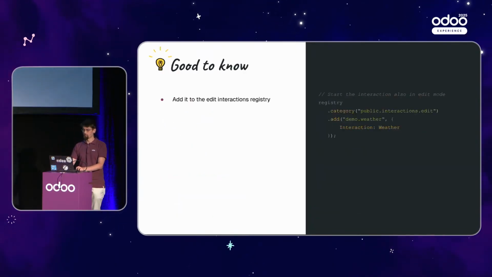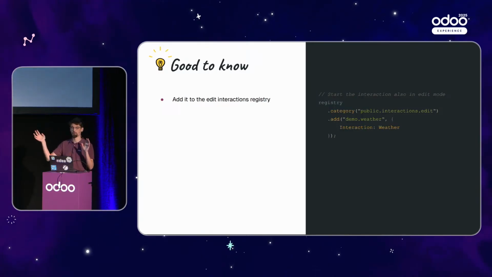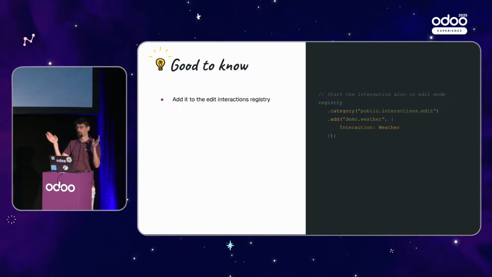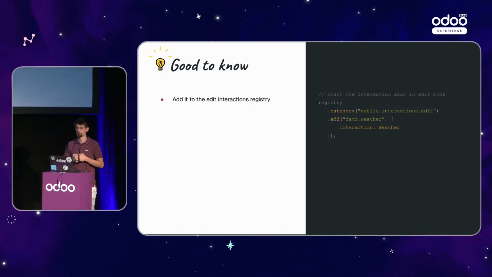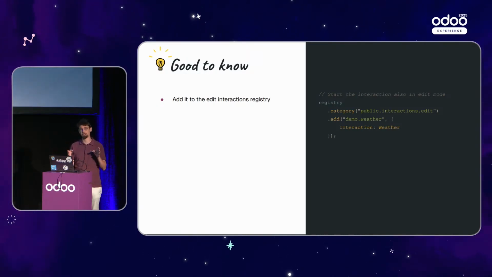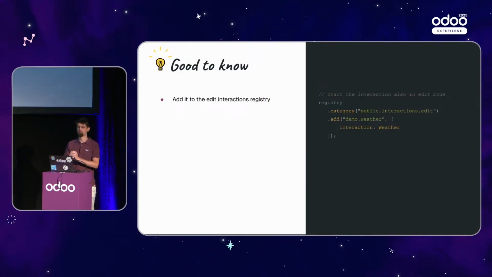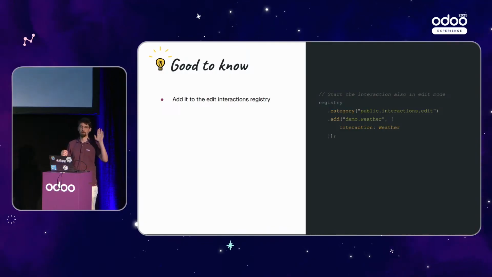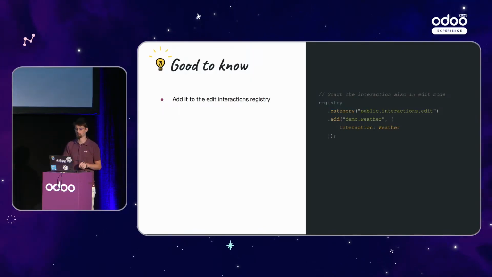Now, something that's good to know: if you only add it in the public interaction registry, it won't work in the edit mode of the website. If you're doing an interaction in another context than the website, it's fine. But if you're doing it in the context of the website, you probably want the interaction to also work in edit mode. And so you should also add it to the public interaction edit category. This is the syntax. If you don't change anything, if it's exactly the same interaction in public mode and in edit mode, then register the same interaction in both cases.